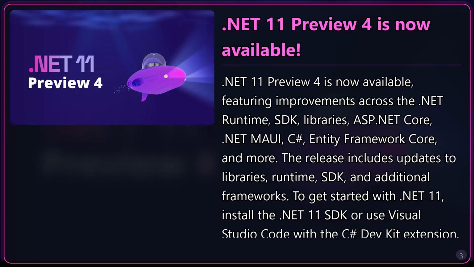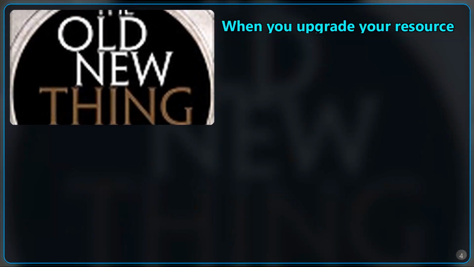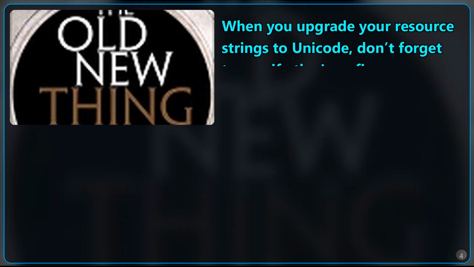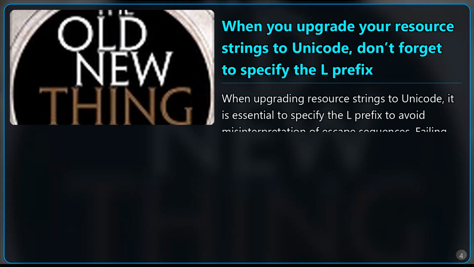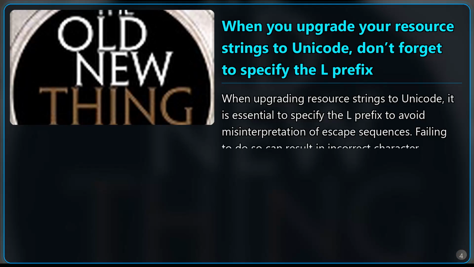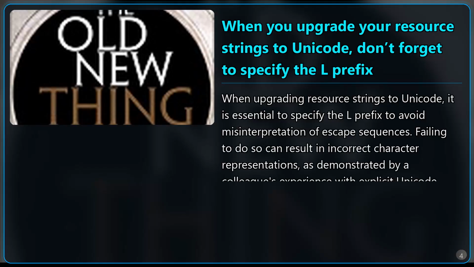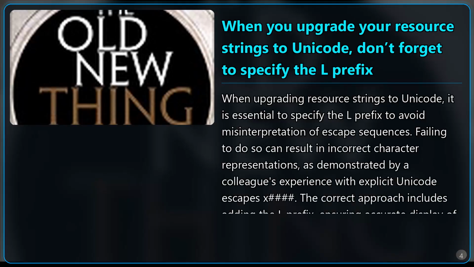When you upgrade your resource strings to Unicode, don't forget to specify the L prefix. When upgrading resource strings to Unicode, it is essential to specify the L prefix to avoid misinterpretation of escape sequences. Failing to do so can result in incorrect character representations, as demonstrated by a colleague's experience with explicit Unicode escapes. The correct approach includes adding the L prefix, ensuring accurate display of non-ASCII characters.